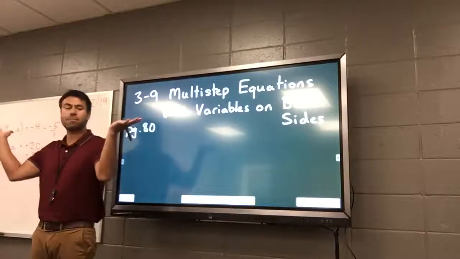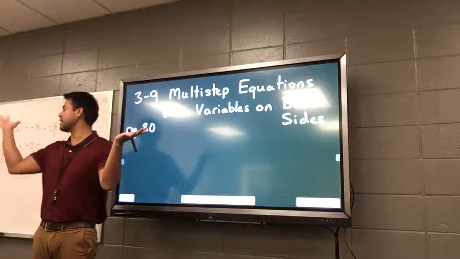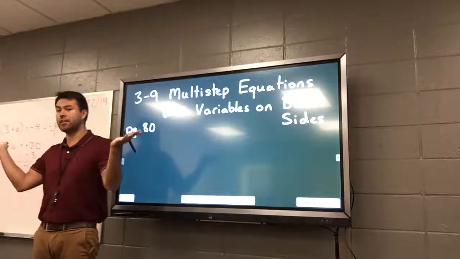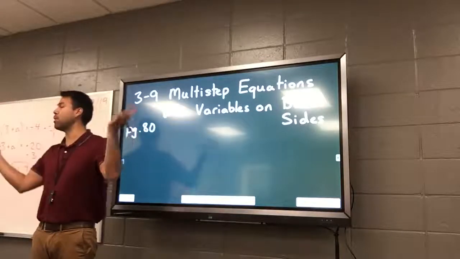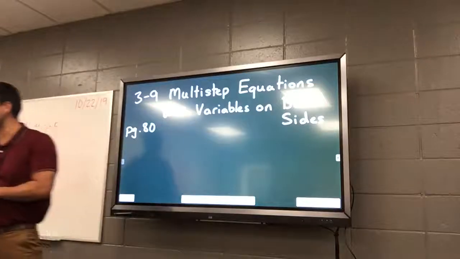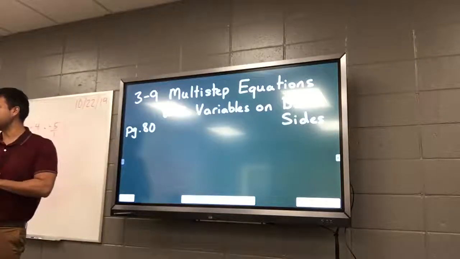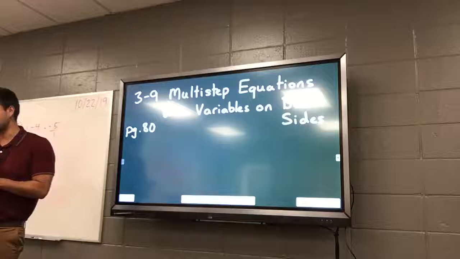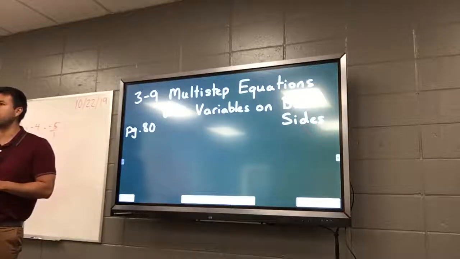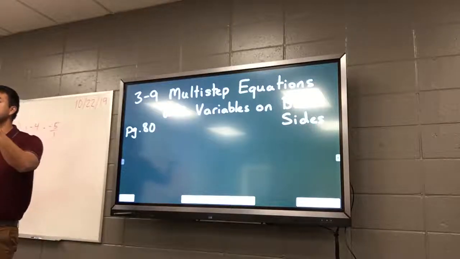So remember we have the balancing act going, and we've had a variable on one or the other. Today we're going to have variables on both sides, and how we're going to deal with those is the same exact way we've dealt with every other problem. We're going to undo what's going on. As long as we do it to both sides, it's allowed.